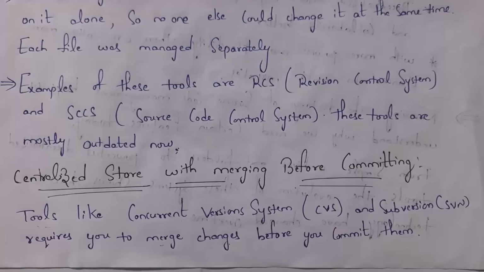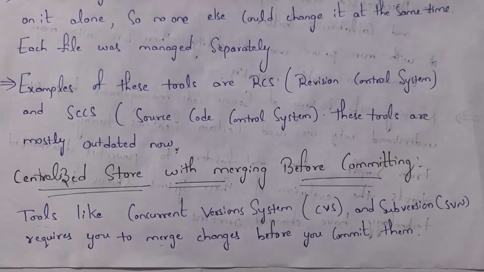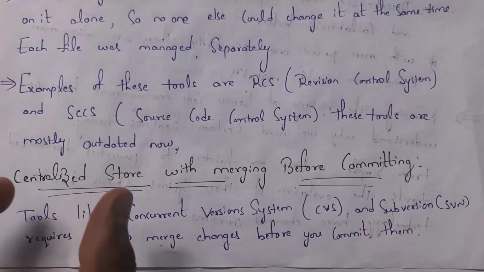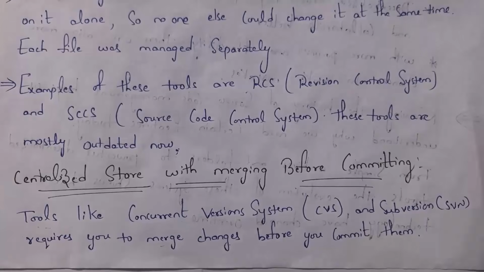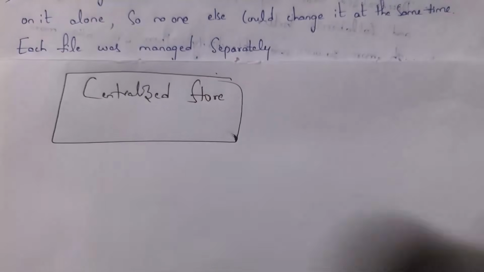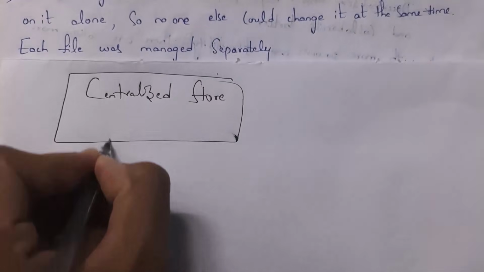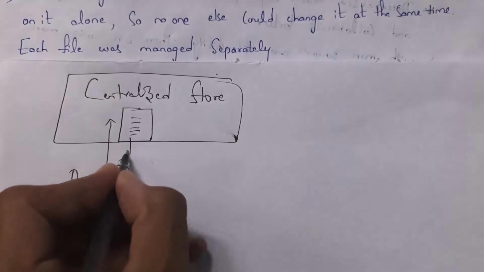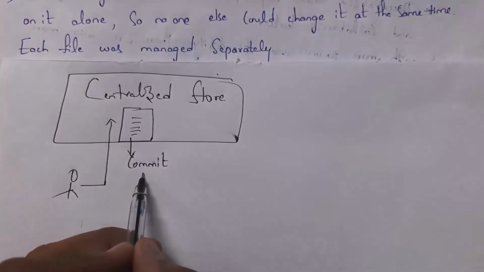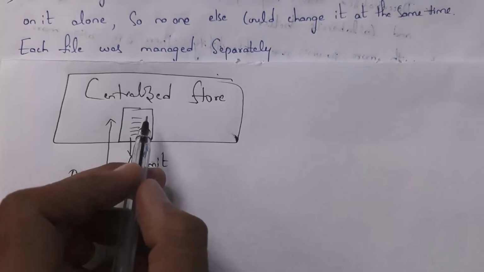After that, later on people used a centralized store with merging before committing. Guys, a centralized store is nothing but where our complete code is kept in one place. I will give an example. For example, this is the centralized store. I am a developer. I write code and I will place that code in the centralized store. After placing my code, I will perform a commit operation. Guys, commit is nothing but saving that code permanently. So once I perform the commit operation, this code is permanently stored in the centralized store.